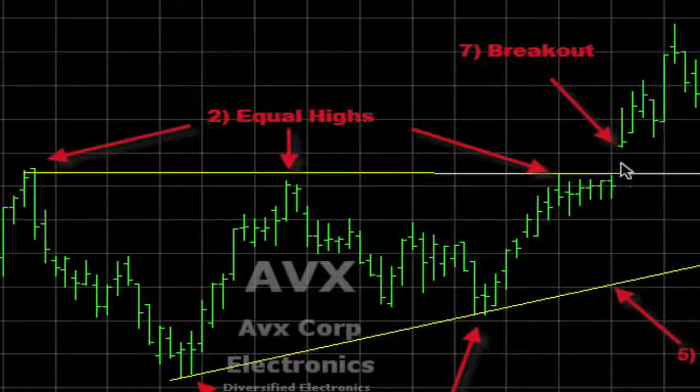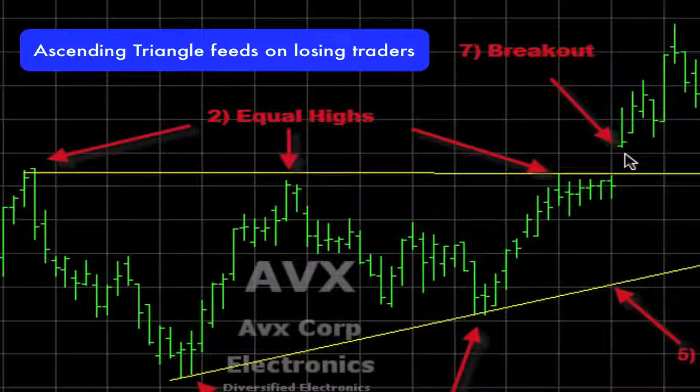But then we get the breakout, and in this case even a gap as a breakout. So they have no chance of getting out intrabar here. It gaps up and all the traders who went short here, here and here are underwater overnight because of the gap. So it adds short covering and panic. So this pattern feeds on losing traders.